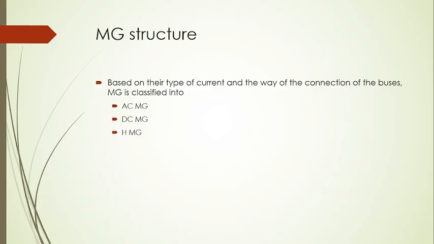As for the microgrid structure, it has been classified into three: an AC microgrid, a DC microgrid, and a hybrid microgrid. So based upon the bus structure, this has been classified. We'll see the importance of the different types of microgrids: AC, DC, and hybrid microgrids.